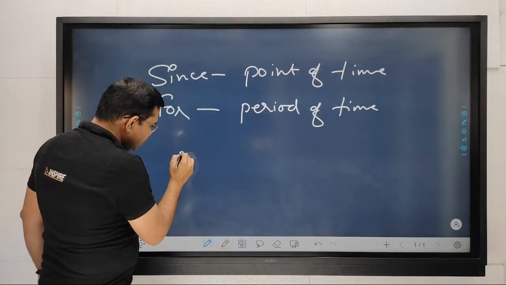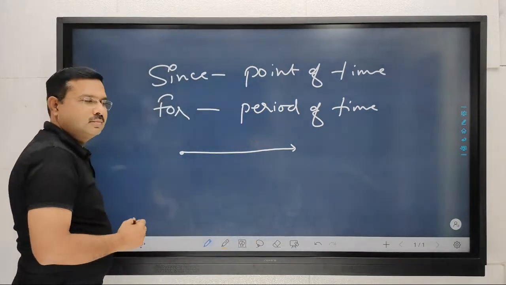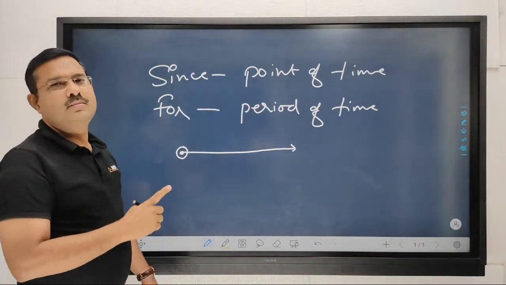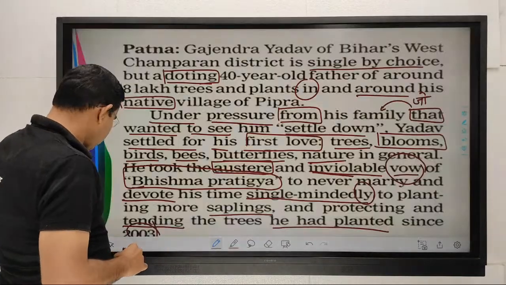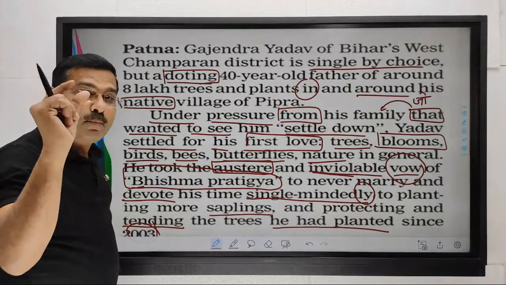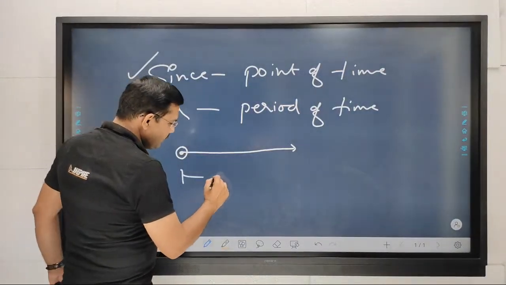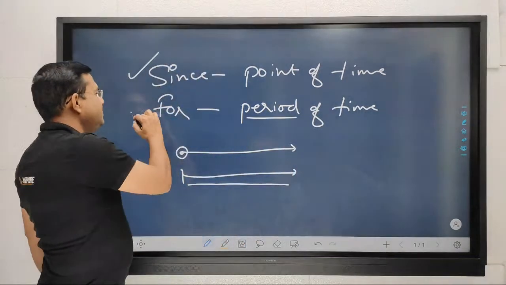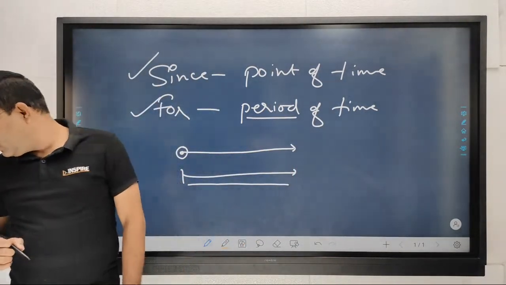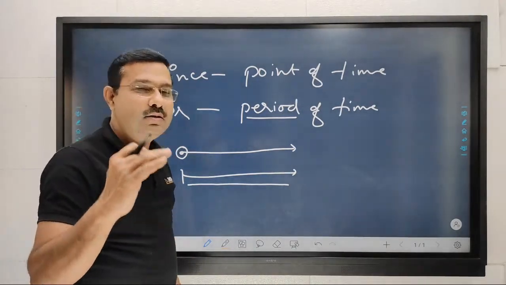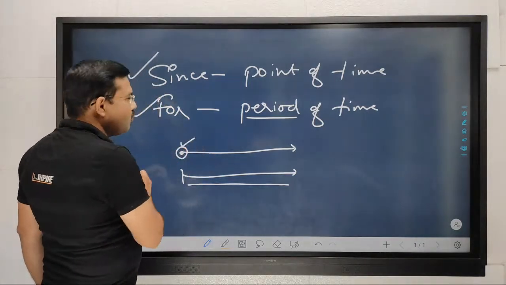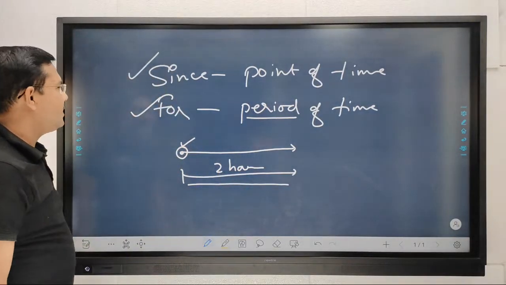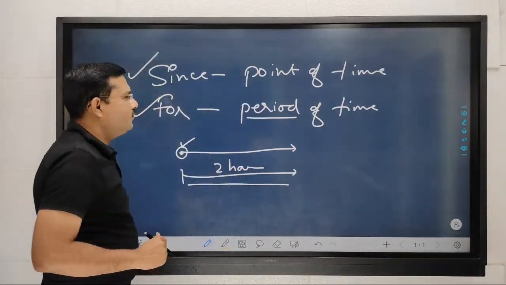If something started here and is going on, this is the initial point, the starting point. If this starting point is given, then we have to use since. Here, the starting point is given, since 2003. It's a point. And if the duration is given, that period is given, then we say for. Since 2 o'clock and for 2 hours. Since 2 o'clock is a point of time, for 2 hours is a duration, a period of time. So since is point of time and for is period of time.